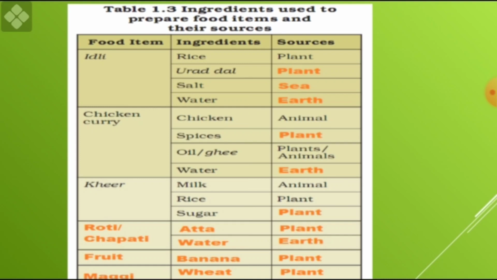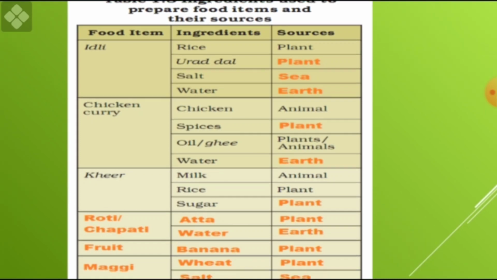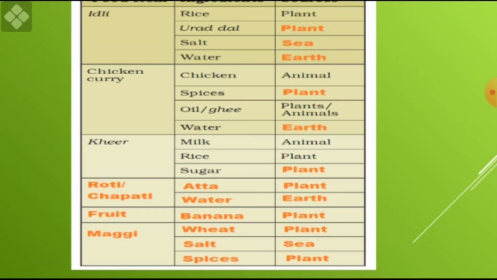So the next food item is kheer. Oh, wow. So what are the ingredients? It is the milk, which comes from an animal source, the rice, which is a plant source, sugar, as it is a plant source, roti or chapati, the atta is a plant source, and water, which comes from the earth. So the next item is fruit. In fruits you can have banana, apple, watermelon or whatever. All these are plant sources.